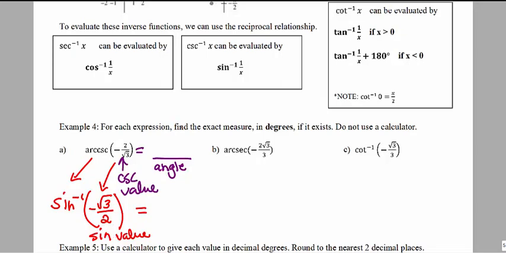We look on our unit circle, and remember that we have to look for angles in quadrants 1 and quadrants 4. And we think about the angles in quadrant 4 as being negative angles. So this is our 60-degree family, so we'll think about that as -60 degrees.